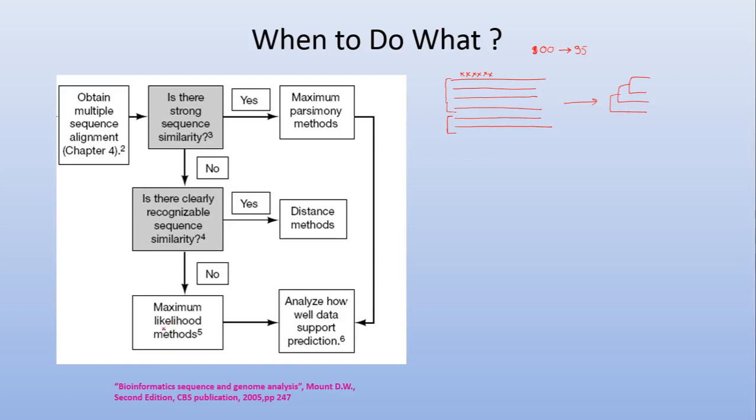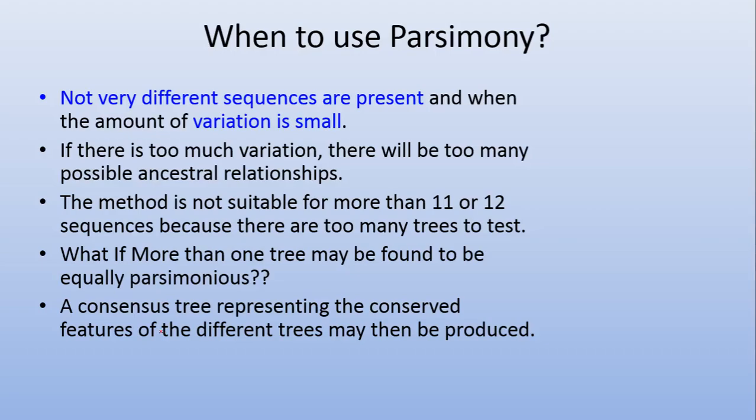Now let us discuss briefly what the different features of these tree reconstruction methods are. When do we use parsimony? As I have already mentioned, you can use parsimony when you figure out in your multiple sequence alignment that not very different sequences are present and the variation in your sequences is very small. Then you are supposed to use maximum parsimony.